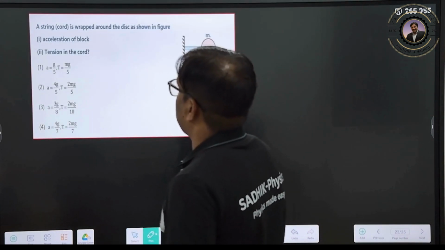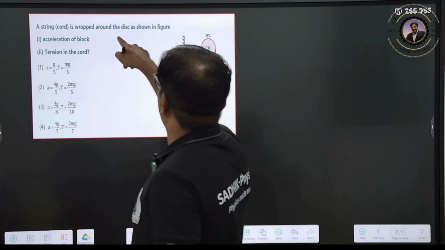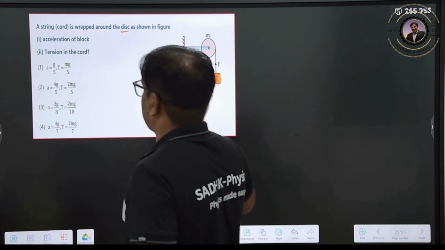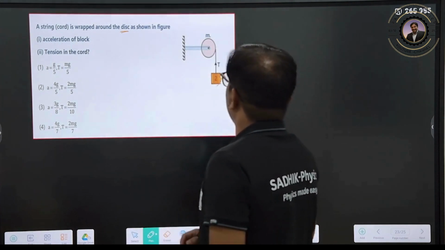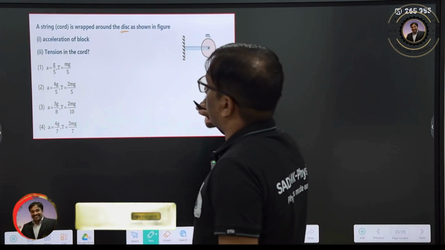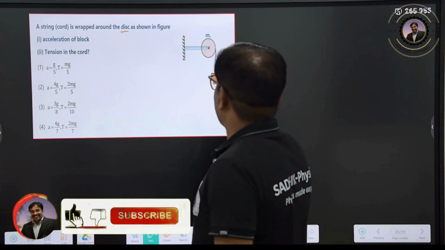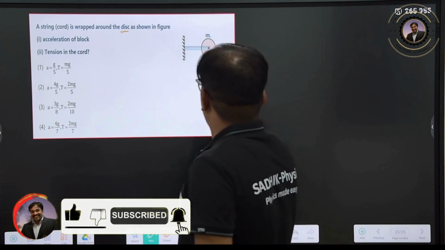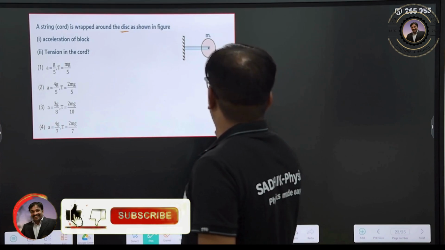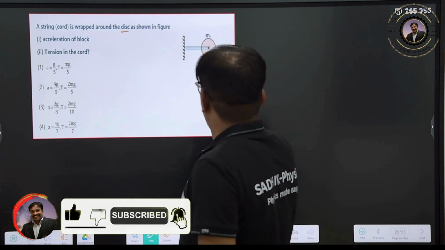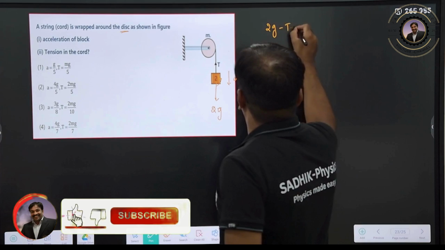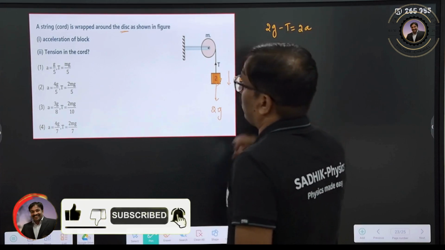Now let us see, there is a string wrapped around this disc. We want the acceleration of the block. Suppose this is your 2 kg block. Here the disc mass is m, we don't know the mass. We want to calculate the acceleration. Downward force is 2g, so 20 Newton, and tension is T. It is going downward with an acceleration A. So what can you write? 2g minus tension is equal to 2 into A. We want to calculate A.